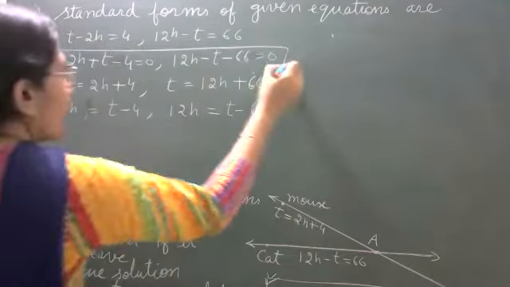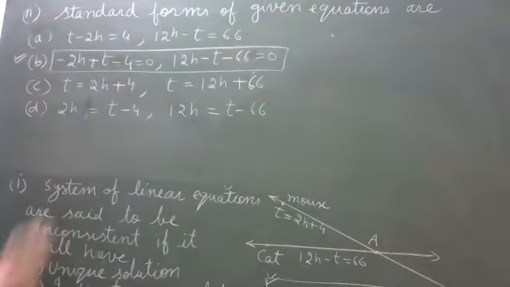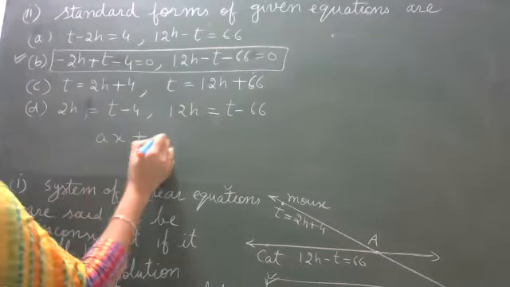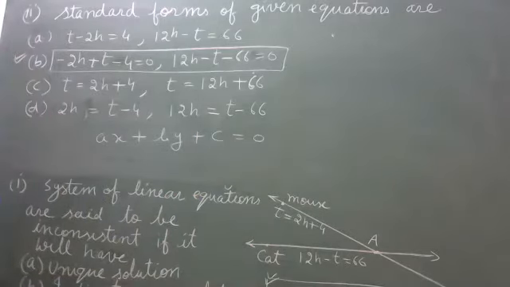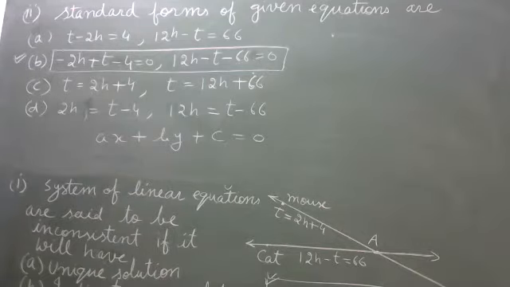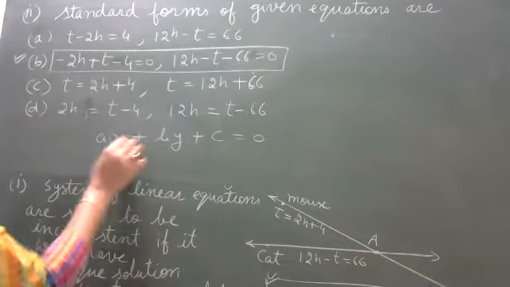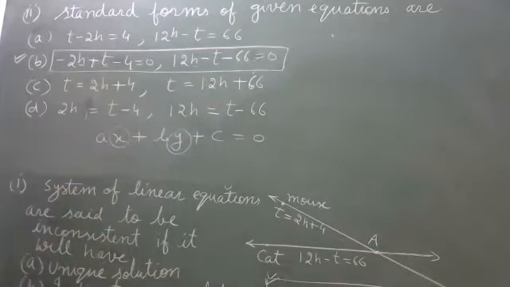B वाली standard form में है. Standard form में equations क्या होती है? ax plus by plus c equal to 0. ठीक है? जिसमें हम इसको लिखते हैं a1x plus b1y plus c1 equal to 0 and a2x plus b2y plus c2 equal to 0. Here x and y are variable. Here h and t are variable. So B option is the right answer.